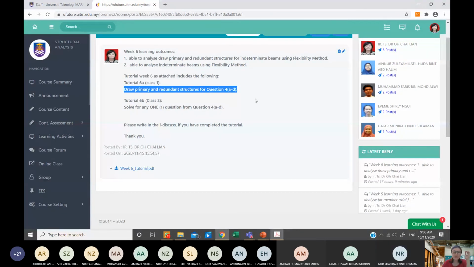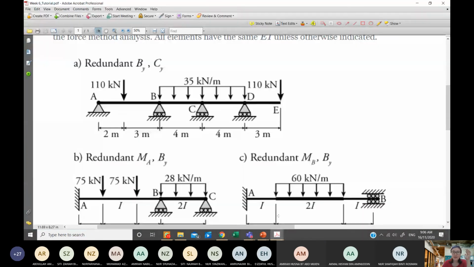So I'm asking you to download the tutorial question from iDiscuss, and there are 4 questions, A to D. You do not need to solve these redundant forces yet today, because we want to expose you to how to draw the primary and redundant structures. Of course, in those questions, they already give you the redundants. But if you are not happy with these redundants, you can propose your own redundants.